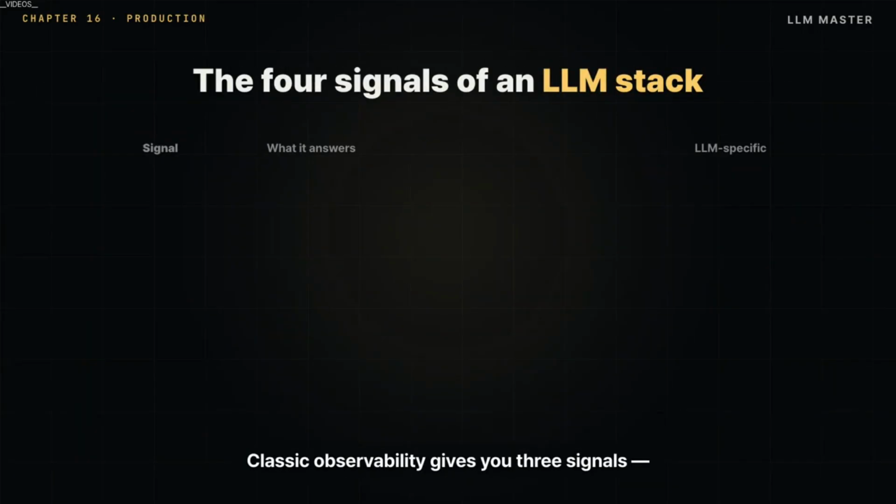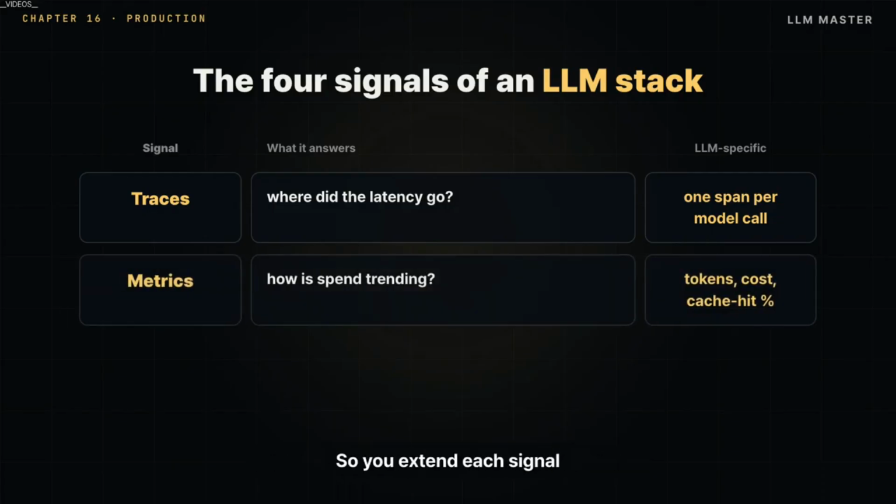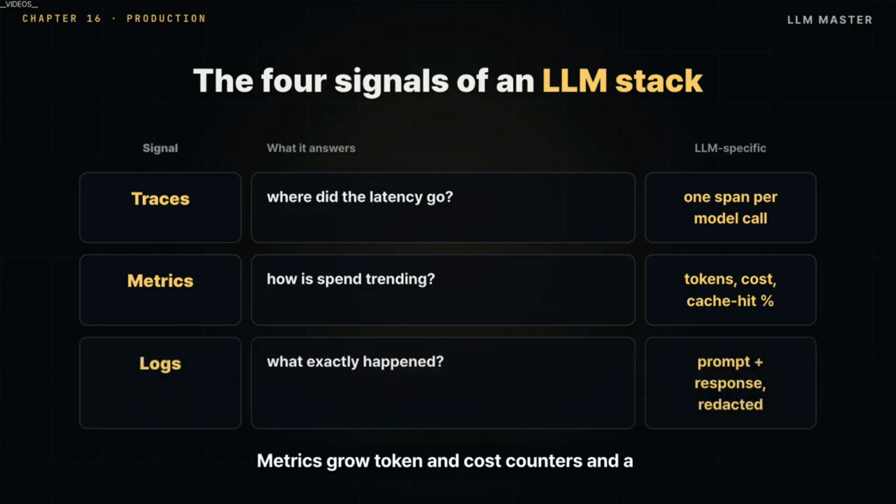Classic observability gives you 3 signals: traces, metrics, and logs, but LLM apps add a dimension ordinary services don't have. Every model call has a token count and a dollar cost attached. So you extend each signal. A trace gets 1 span per model call, so you can see the full path of a request and where the latency actually went. Metrics grow token and cost counters and a cache hit rate, so you can watch spend trend in real time instead of discovering it on the invoice.